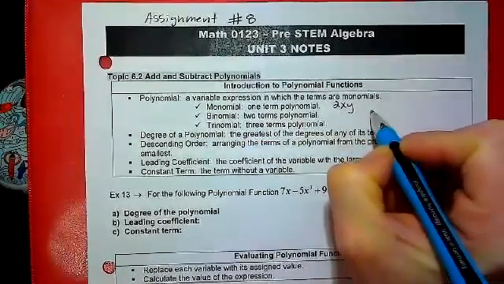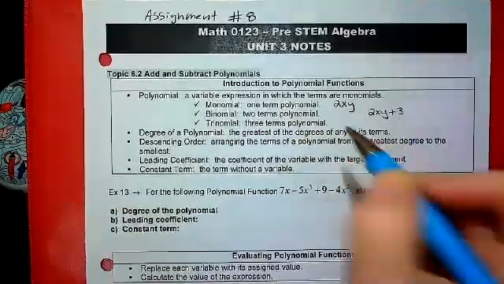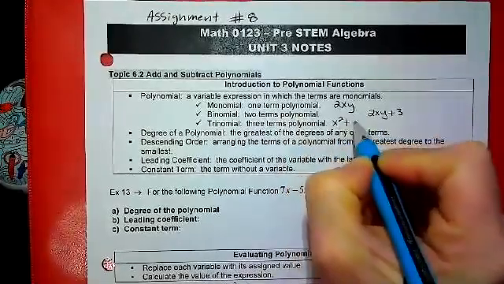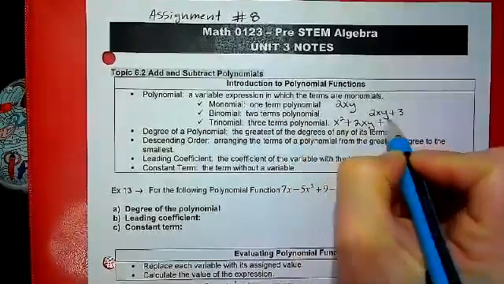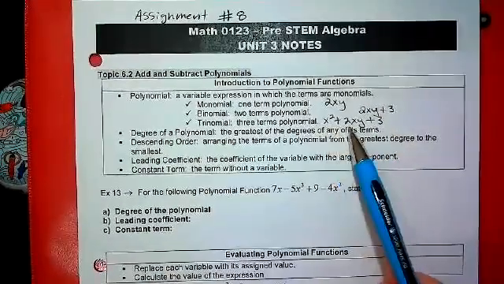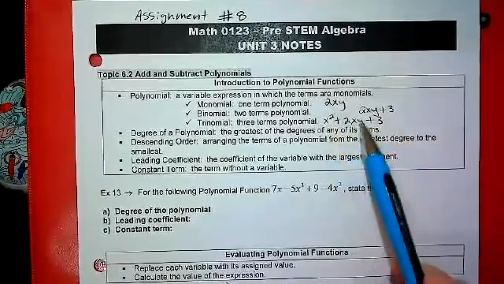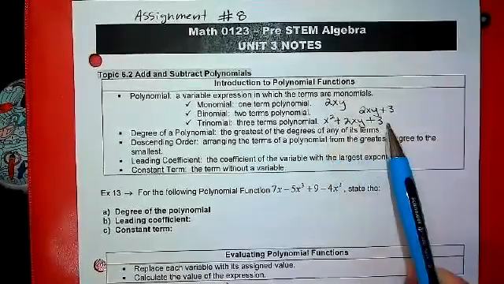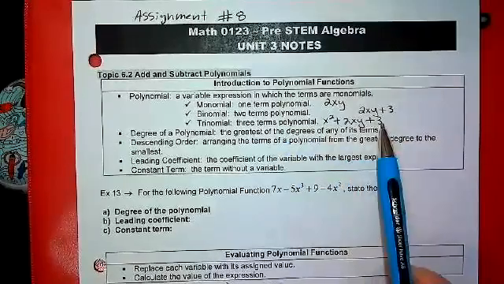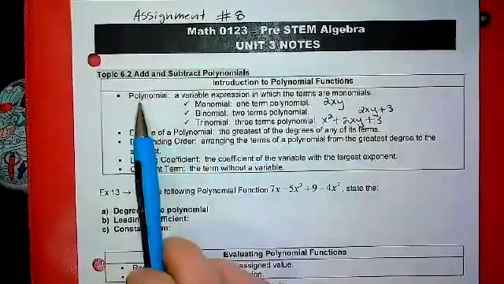A binomial would have two terms. So maybe something like 2xy plus 3. And a trinomial might have 3. So maybe something like x squared plus 2xy plus 3. Notice that each term is being separated by a plus sign, or there could be a minus sign, but each one of those is just called a term, and we're counting them. If you have a polynomial that has more than 3 terms, then we would just call that a polynomial.